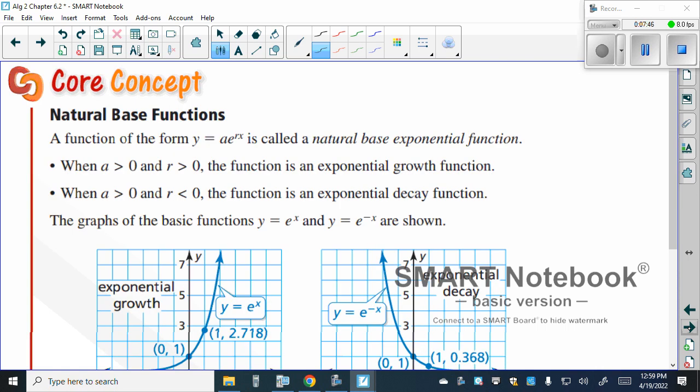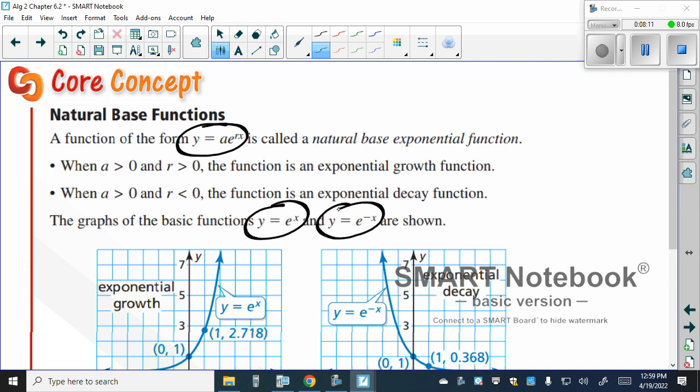Exponential functions. Now, the basic form that we have is y equals a times e to the rx. For all the ones we're going to look at, the value of a is going to be positive. And the two main cases we're going to have are y equals e to the x and y equals e to the negative x.